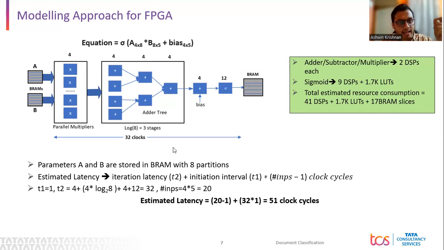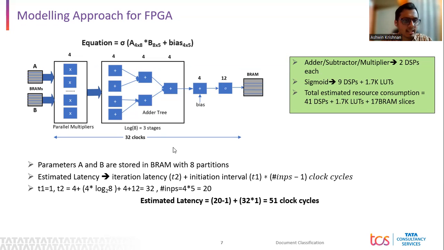That means there are 8 parallel multipliers followed by an adder tree to add the 8 products, 8 numbers. And all the dependent operations like bias and sigmoid are pipelined within the innermost loop. Furthermore, the parameters like A and B are stored in block RAM with 8 partitions. Here, the partitions are required so that we can access 8 elements simultaneously.